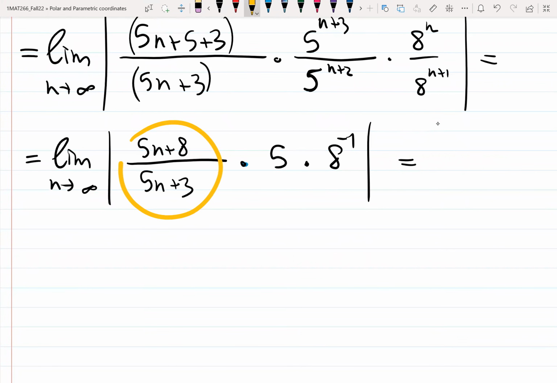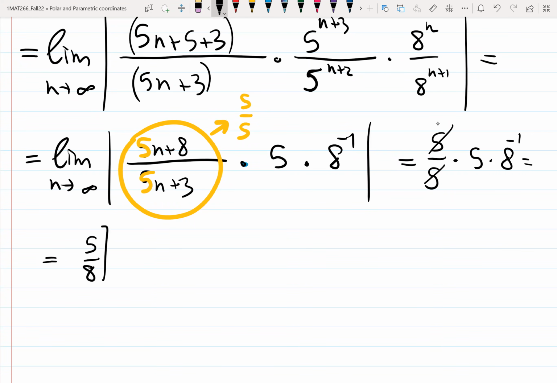The limit looks at this part, and it gives you the answer. The answer is 5 over 5, the ratio of the leading coefficients. So 5 over 5, let me write it down just in case, then times 5 times 1 over 8. It gives you some kind of number. Everything depends on what this number is. We don't care how high or low it is. We only care if it's greater than 1, less than 1, or 1. That's it. But it's 5 over 8.